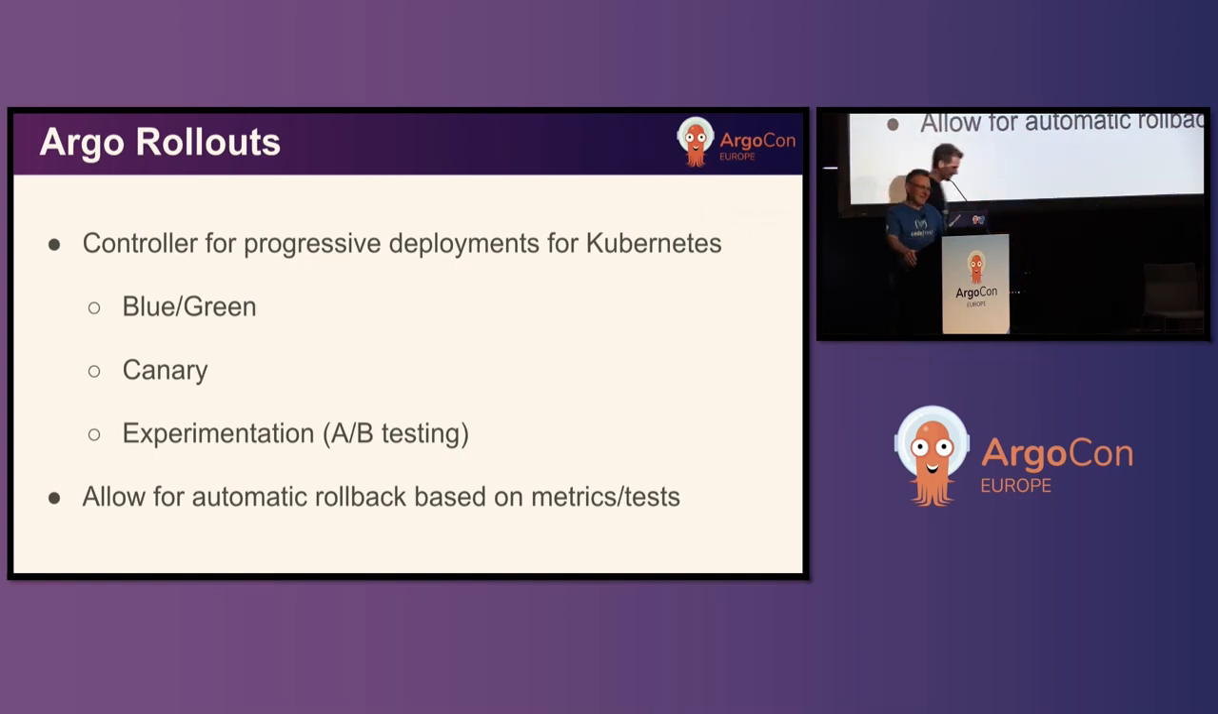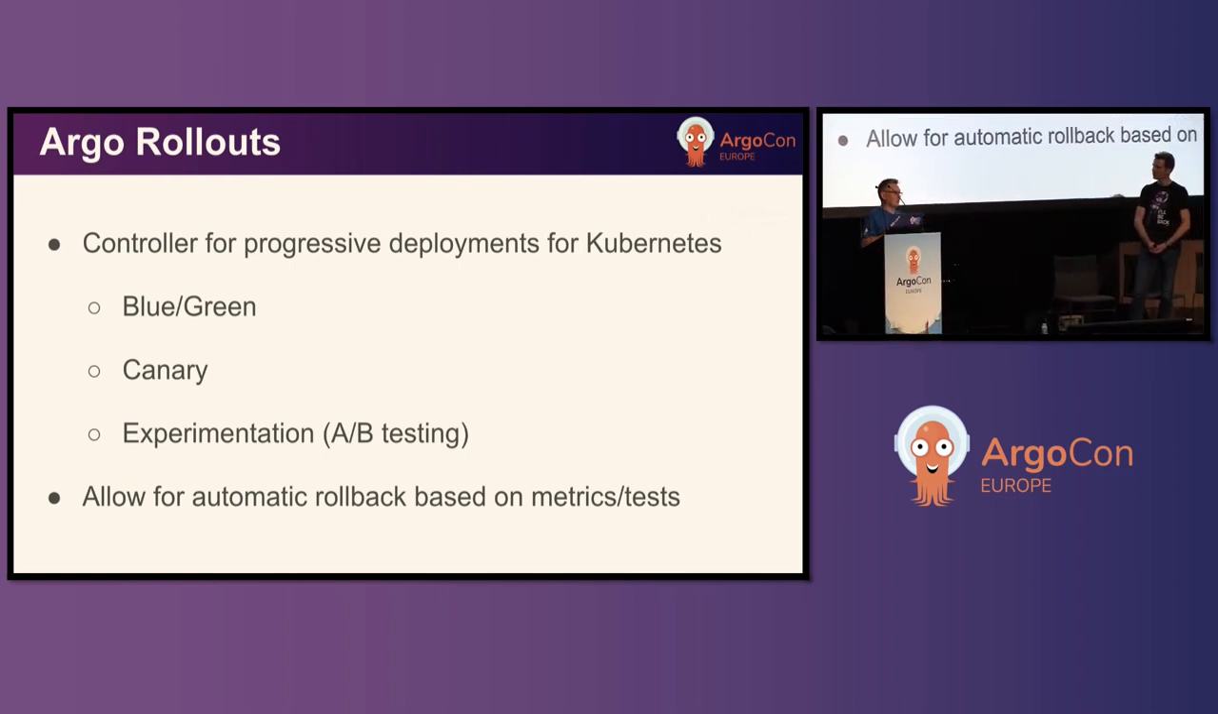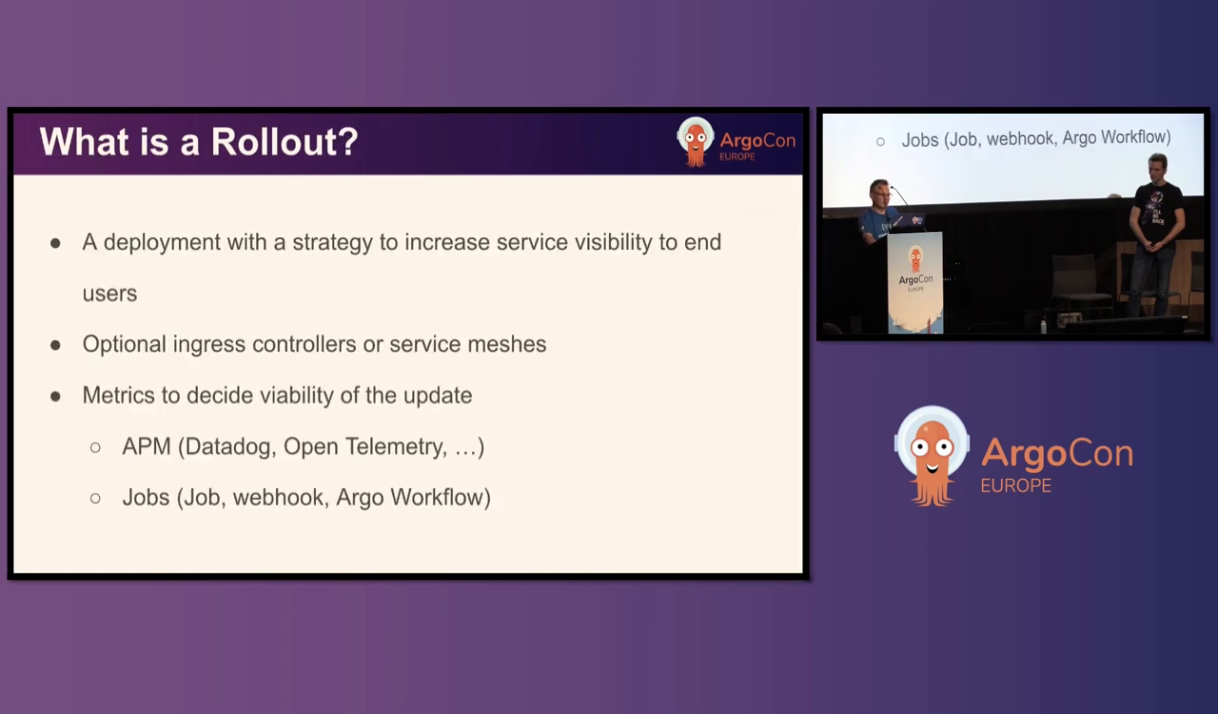Thank you. So let's talk a little bit about Argo Rollouts for people who may not be familiar with it. Argo Rollouts is basically a controller to help with your progressive deployment. By progressive deployment, we're talking about blue-green, canary, some kind of experimentation. Basically, before you go full deployment on your production server, you want to be sure you test a little bit of your new container, of your new application. And the nice thing about Rollouts is you can do automatic rollback based on some metric or test.